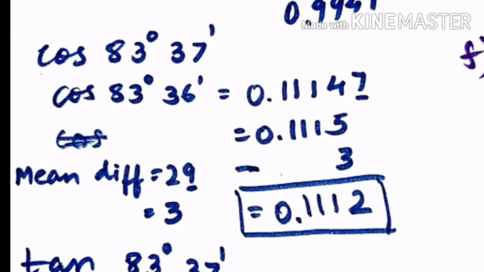Now let us take cos 83 degree 37 minute. So open the second page of the cosine table and take 83 degree, that vertical column, and check the 83 degree and 36 minute value. That will be 0.11147. Again I underline the fifth value after the decimal point, 7. So we will round off and write there 0.1115.